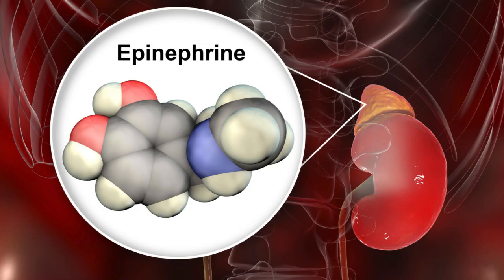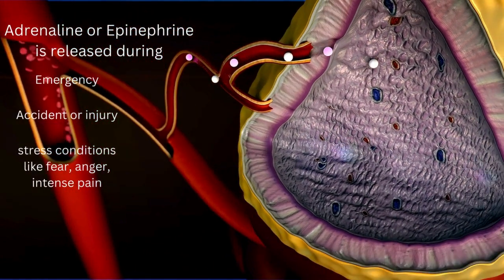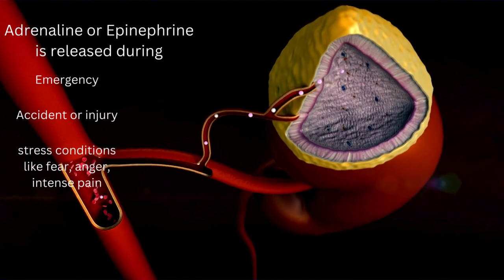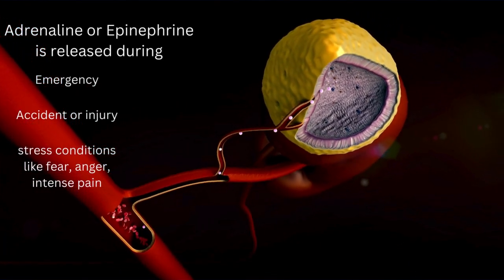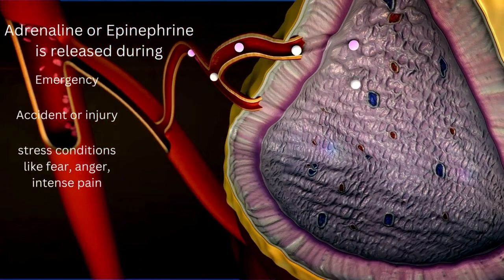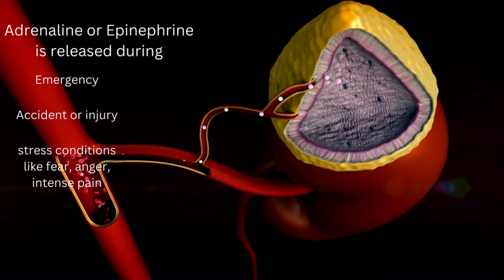So what are norepinephrine and epinephrine? Epinephrine is generally produced into the blood during injury, during stress conditions. If you look at what causes epinephrine to be produced by the adrenal gland, it is due to emergency, accident or injury, during stress conditions like anger, fear, intense pain and so on. So this is how it looks. This is the adrenal gland present on the kidney, and that is how it releases into the blood.